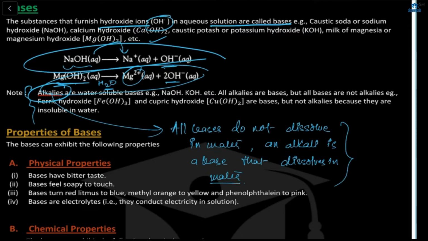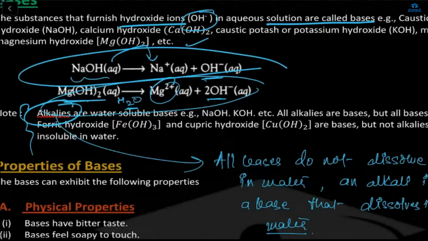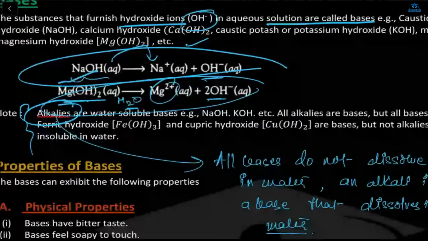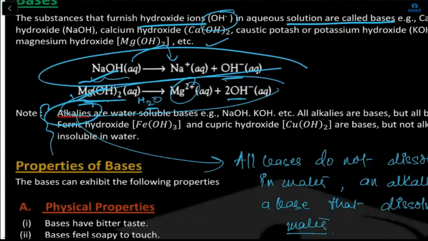Alkalis are bases. Water soluble bases are known as alkalis. Alkalis are not acids, alkalis are bases. Examples are these only: sodium hydroxide, potassium hydroxide, magnesium hydroxide. All bases do not dissolve in water. An alkali is a base that dissolves in water. That's why alkalis are known as water soluble bases.